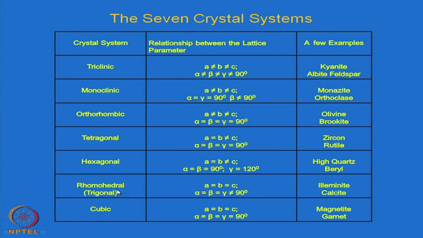Rhombohedral, sometimes also referred to as trigonal. It is called A, B, C. Here A equal to B equal to C, and then alpha equal to beta equal to gamma, and none of them are 90 degrees. Ilmenite is another mineral, iron titanate, and calcite is calcium carbonate. So, rhombohedral is the structure which is available in this kind of compounds.